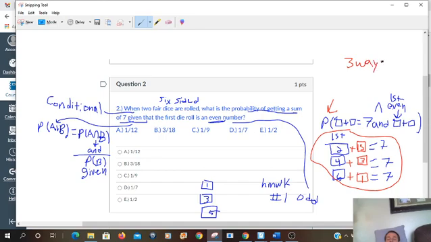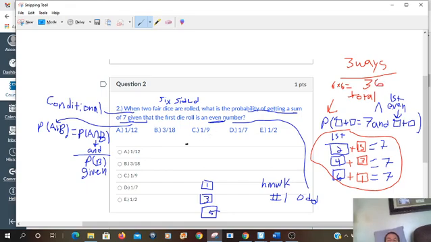Out of what you want. And so it's 3 ways out of all the total ways of rolling 2 dice. And all the ways of rolling 2 dice are, remember, 6 times 6. There's 6 ways for the first die, 6 ways for the second die. So 3 ways out of 36 ways.